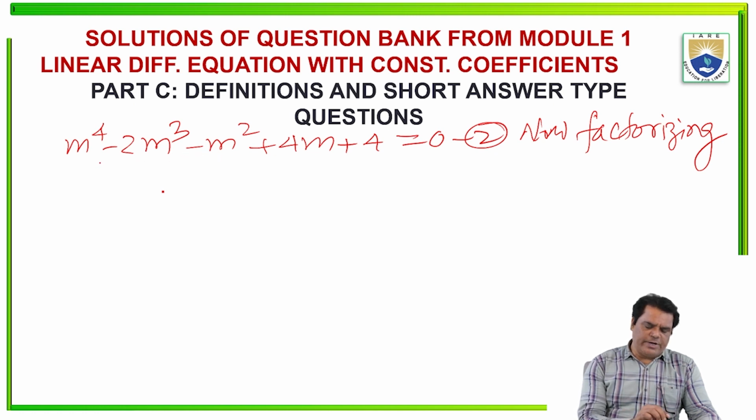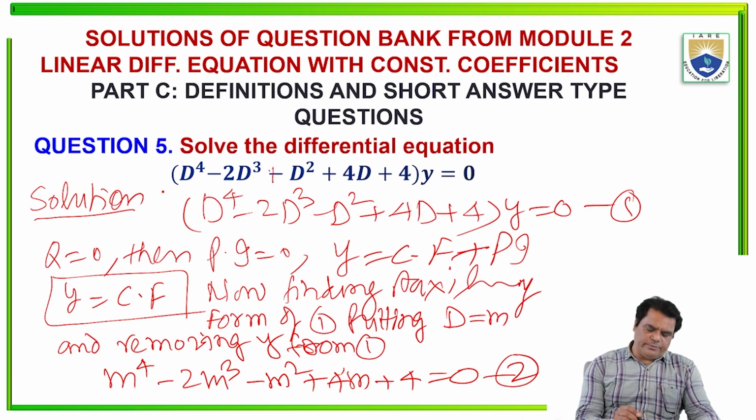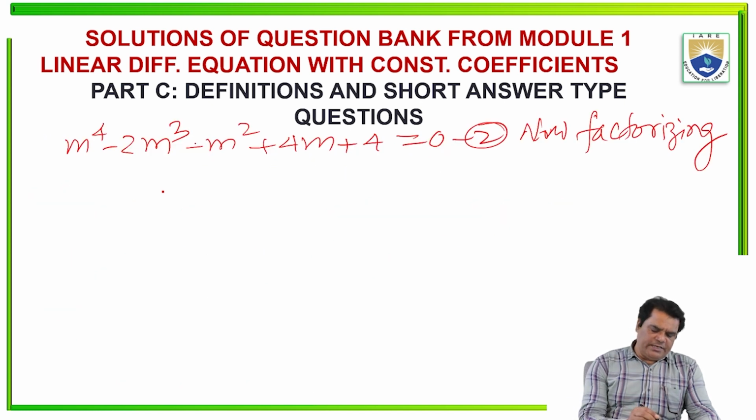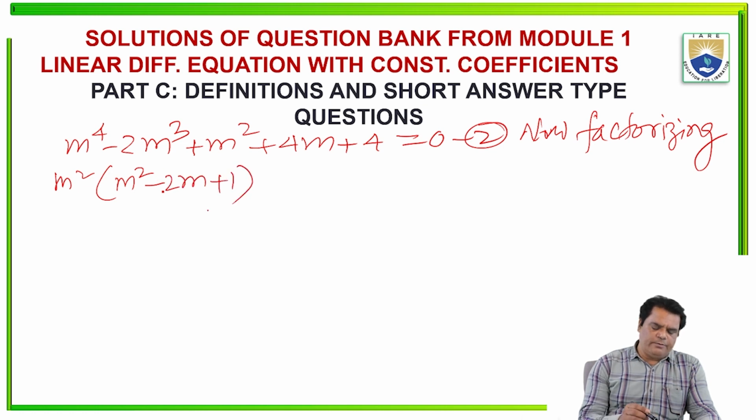Here is plus. M square is common, plus. In this question, here is d square plus d square. Okay, there is some mistake in our question, so writing plus m square. Clear? So here m square is common, and putting here m square minus 2m plus 1, and here is m minus 1 whole square.